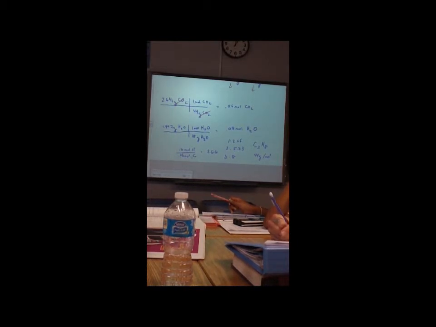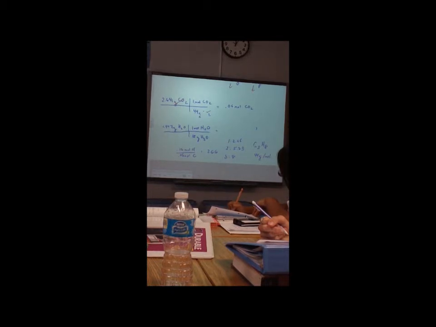So I'm comparing 0.16 moles of hydrogen. That's what you have to do, because for every 1 mole of water, again, 2 moles of hydrogen are produced. So that gives us 0.16 moles of hydrogen.